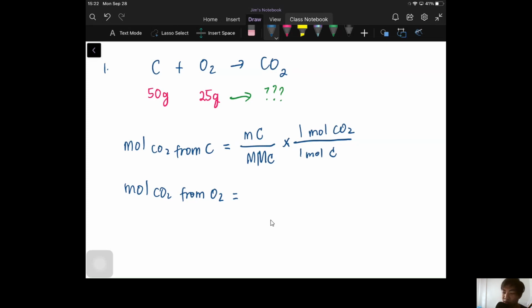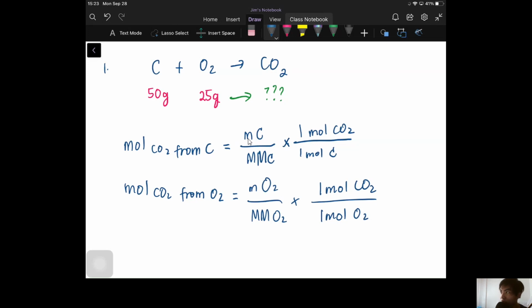Punta naman tayo sa baba. Yung format ng ating equation dito is the same as yung gagawin din natin sa baba. So, let's just copy that, no? Pero instead of using carbon, we will use oxygen instead. Okay, so ganun yung format. So, carbon, carbon, carbon. Ngayon naman, O2, O2, O2. So, paulit-ulit yan.